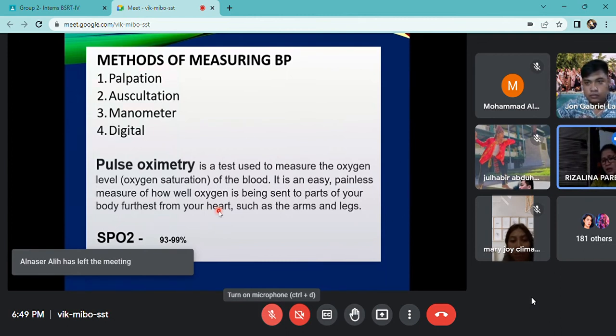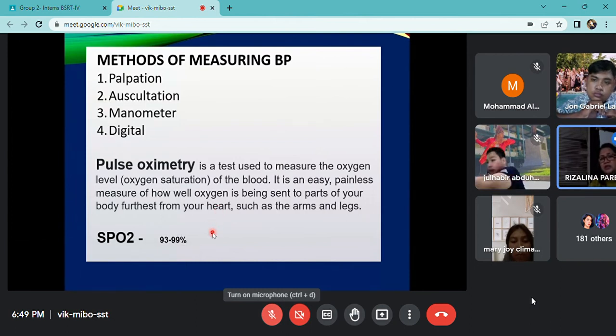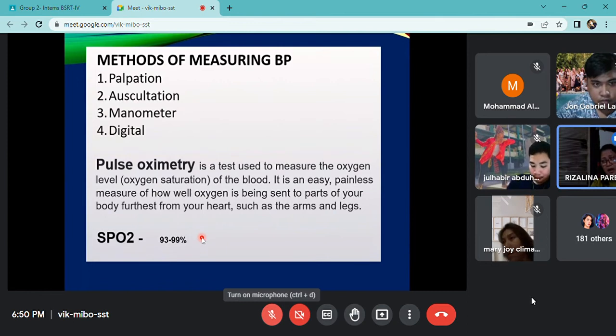Okay? Make sure there is no nail polish. Make sure the lighting in the area is good because the oxygen saturation result is also affected by those factors. So the SpO2 value must be from 93 to 99%. Lower than that, at 90%, suspect underlying hypoxemia. And when our SpO2 has a value of 85%, okay, other methods could be used.